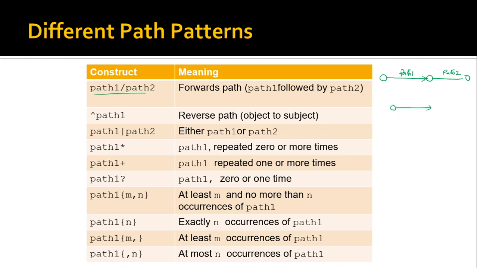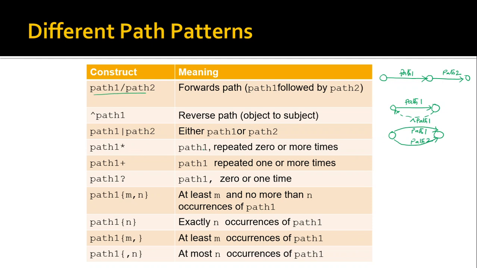So I should always mention this directionality, right? So you have a path 1. So you can establish another path like caret path 1, right? Then path 1 or path 2. So you have two nodes. One path has the label path 1, and the other path has the label path 2, right?